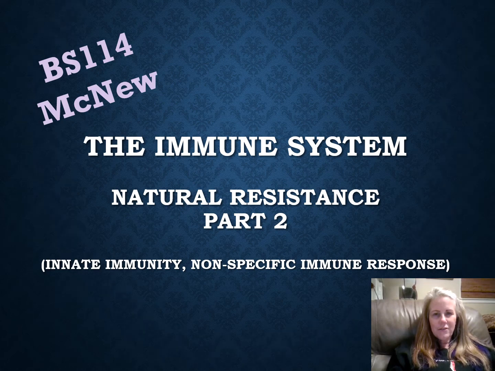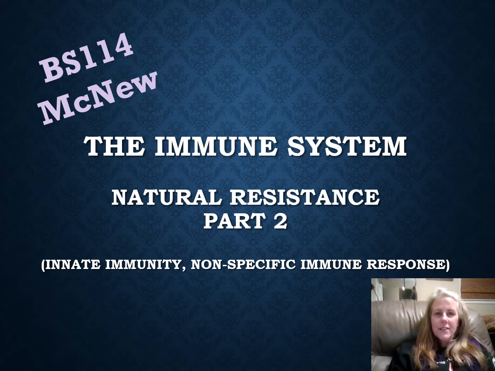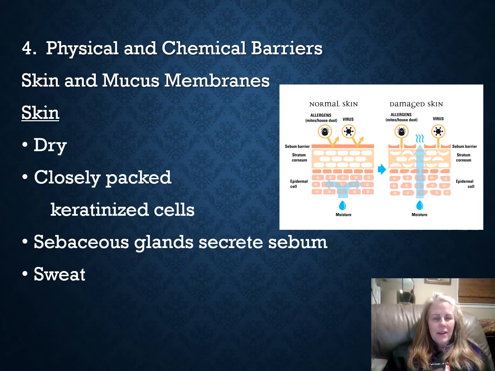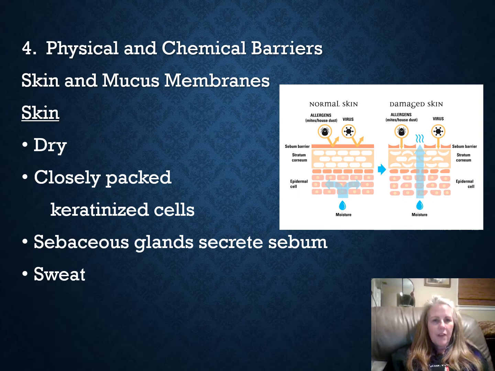Hi, this is a lecture for my anatomy and physiology students, and this is the second part of natural resistance. All right, we are continuing talking about the components that play a role in natural resistance, and now we're going to talk about physical and chemical barriers. And I lumped those two together because it kind of plays a role in both skin and mucous membranes. So we're going to talk about how skin plays a role first.